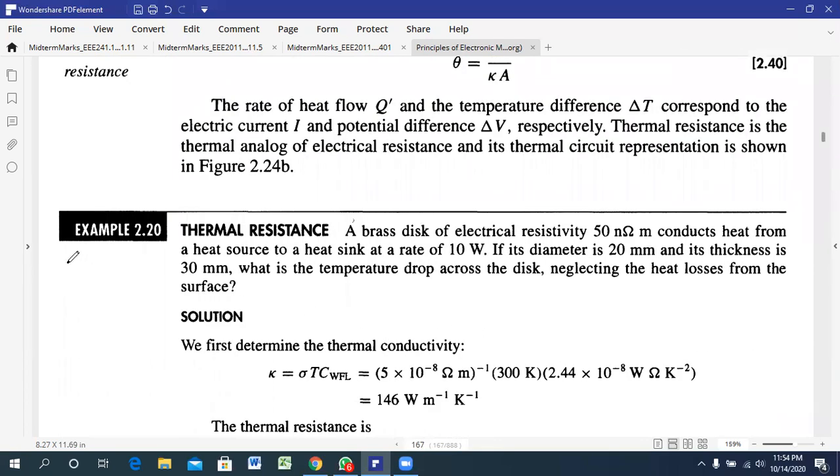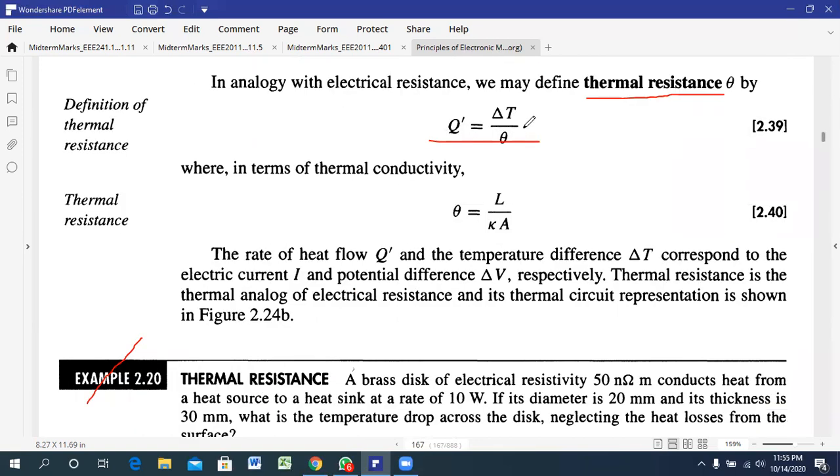Now, if we try to find the thermal resistance, that one is example 2.20. A brass disk of electrical resistivity 50 nano ohm meter conducts heat from a heat source to a heat sink at a rate of 10 watt. If its diameter is 20 millimeter and its thickness is 30 millimeter, what is the temperature drop across the disk? That means you have to find the temperature drop, delta T.